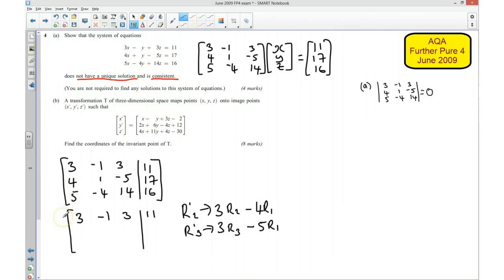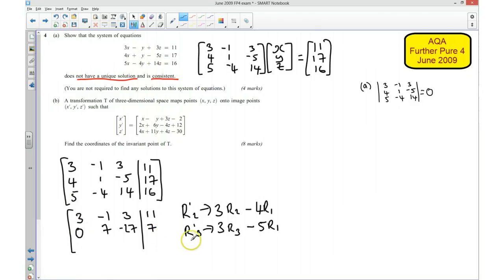Now this middle row, I need to do 3 times row 2 take away 4 times row 1, so that's going to be 12 take away 12, which is 0. I've got 3 take away negative 4, which is going to make that 7, and I've got negative 15 take away 12, which makes that negative 27, and I've got 51 take away 44, which is going to make that 7.